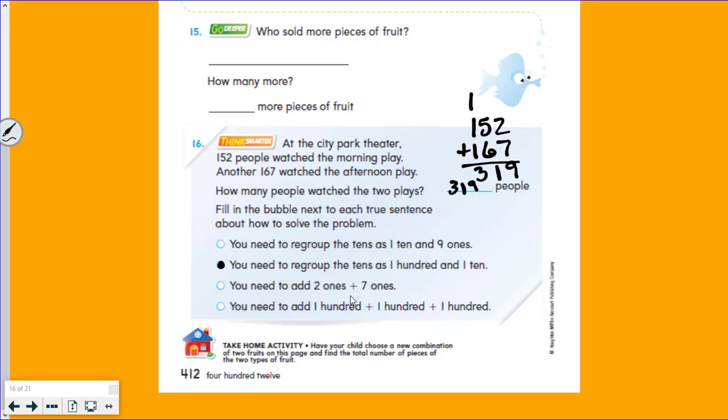Okay, you need to add 2 ones plus 7 ones. Let's see. 2 plus 7. Yep, we did that. Okay, last thing. You need to add 100 plus 100 plus 100. Yep, we did that. Okay, so we did 3 out of the 4 things on this list. All right, and that's the end of that problem.